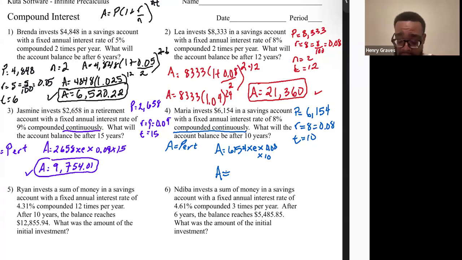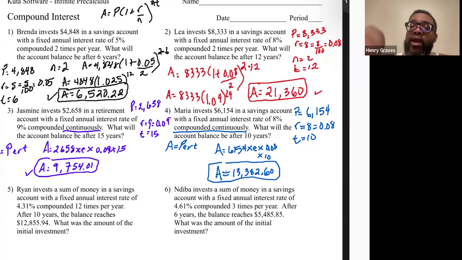Whatever. Times 10. Wow, look at this one. This one definitely more than doubled. It is 13,382.60. There we go. Pretty good stuff. So Maria took that over $6,000 and just made it go way, way bigger. Good for Maria. Hopefully she can share that money with me as well.